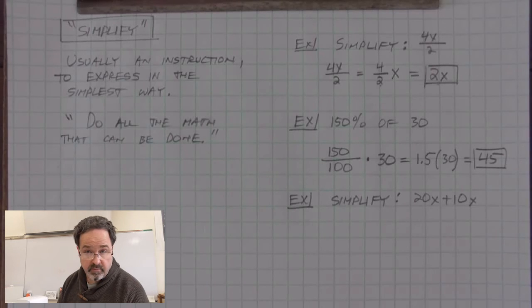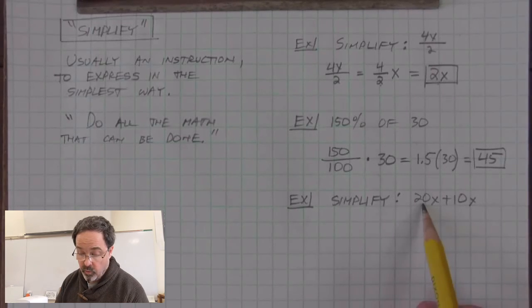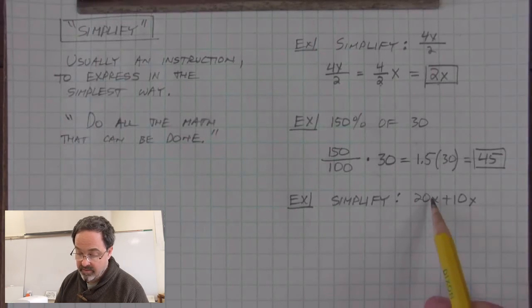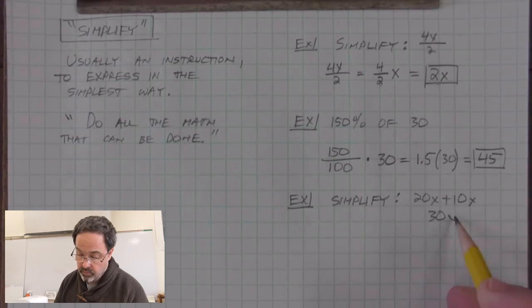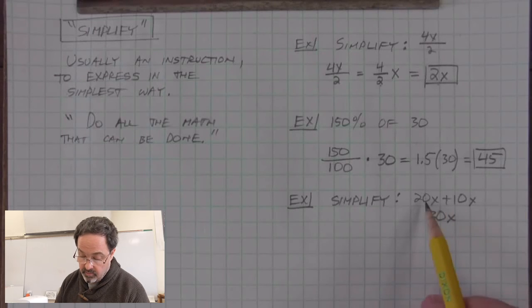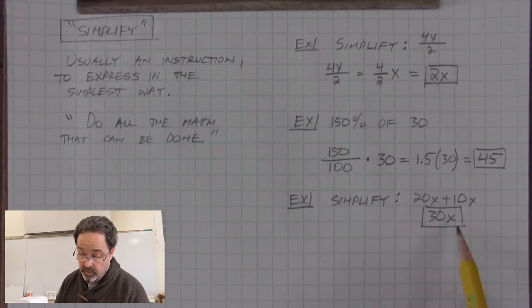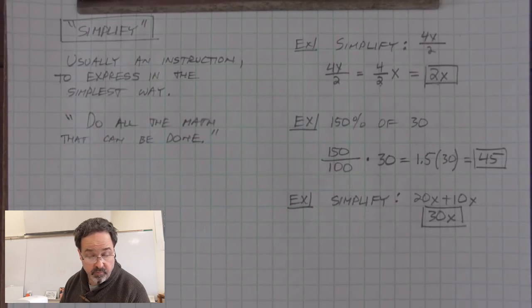We can combine these. If we have 20x and we want to add 10x, how many x's do we have? In total, we have 30. Combining these simplified it. We don't have a value for x to get further than this, so this is as simple as it can get.